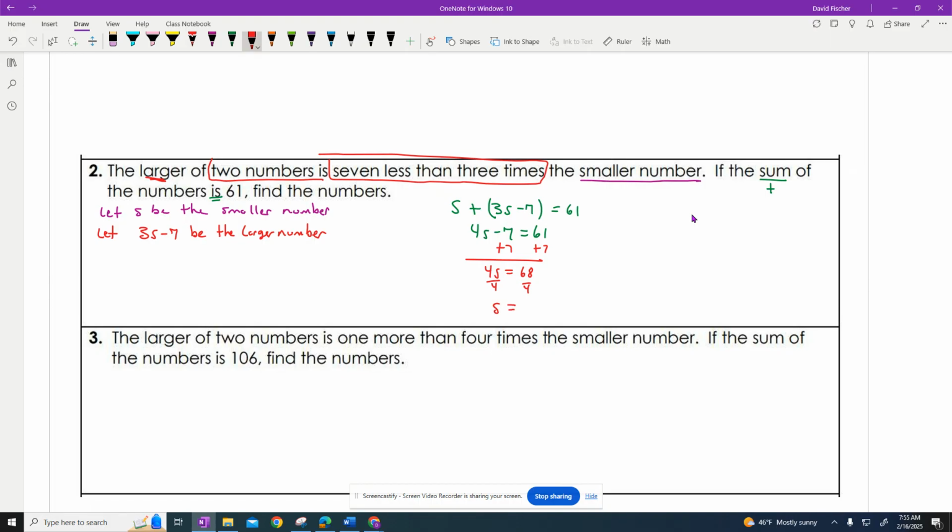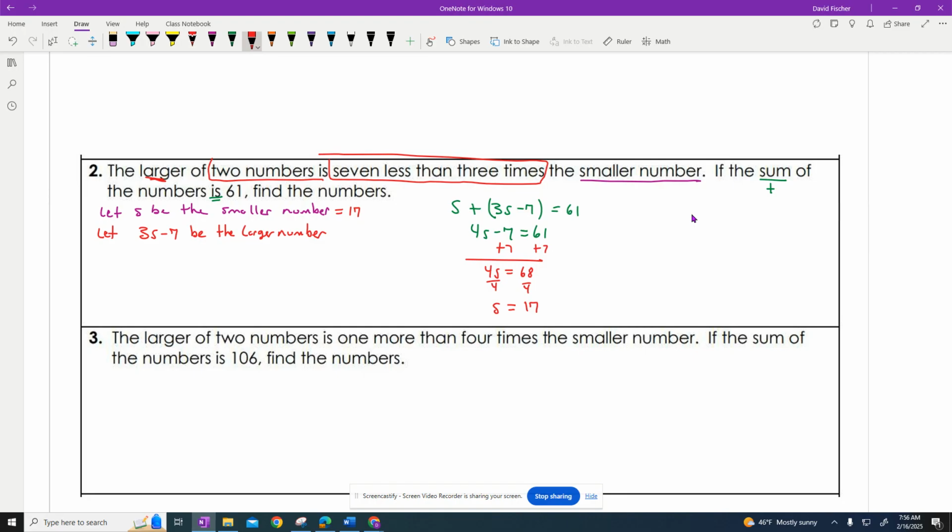Okay. I don't know how many 4s are in 68, so I'm just going to get my calculator here. Check it out. Stop, Siri. Goodness gracious. Sorry about that. All right, so my smaller number is 17. I don't know why she triggered there.